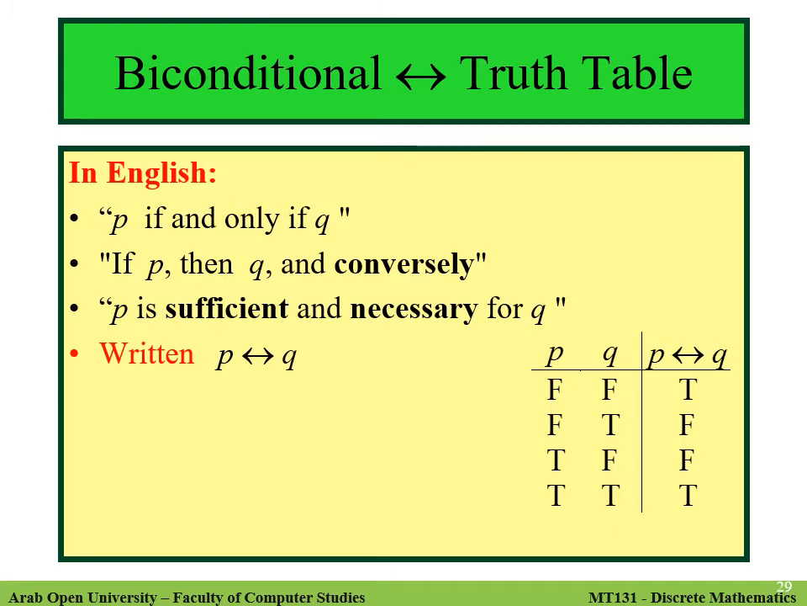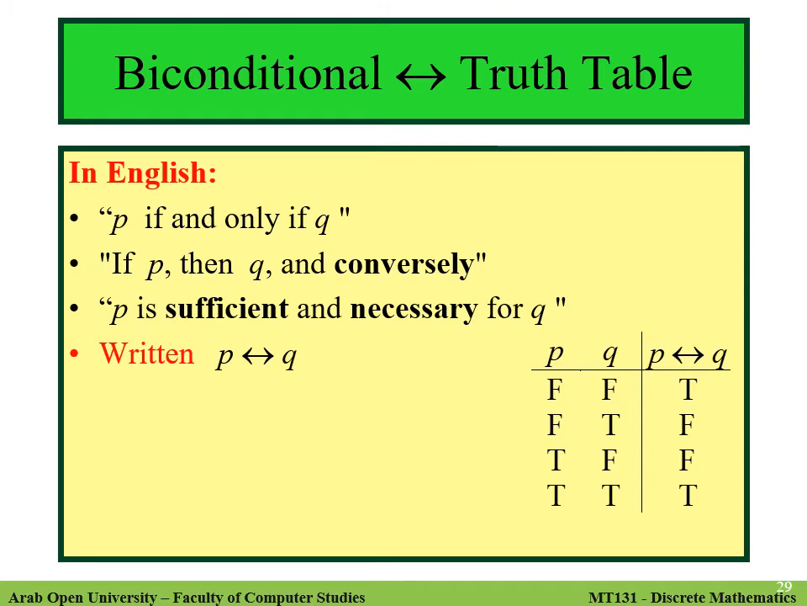The other forms of implication we use are sufficient and necessary. P is sufficient and necessary for Q. This is used a lot in mathematics. If you say P is sufficient for Q, that gives you P implies Q.